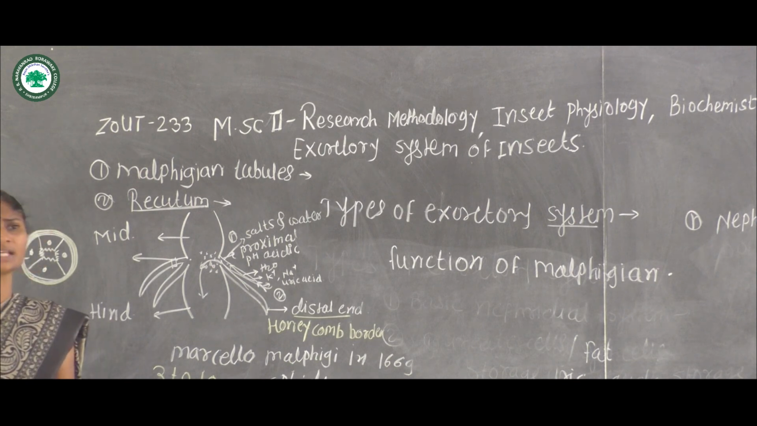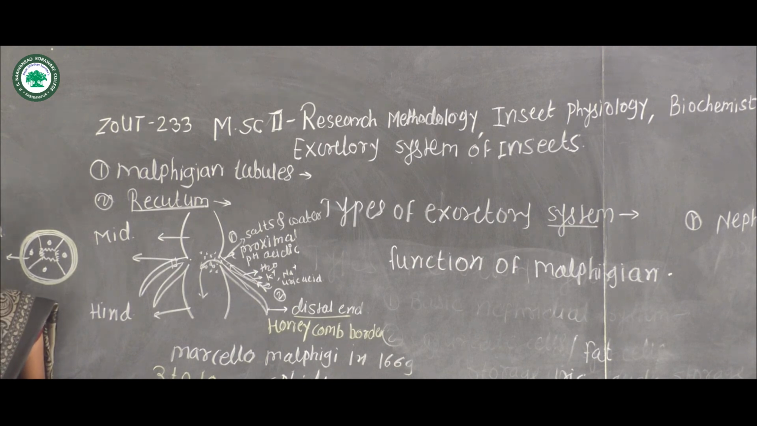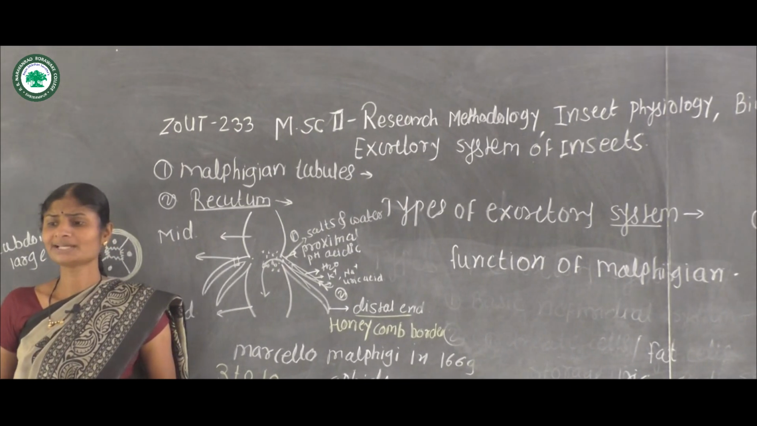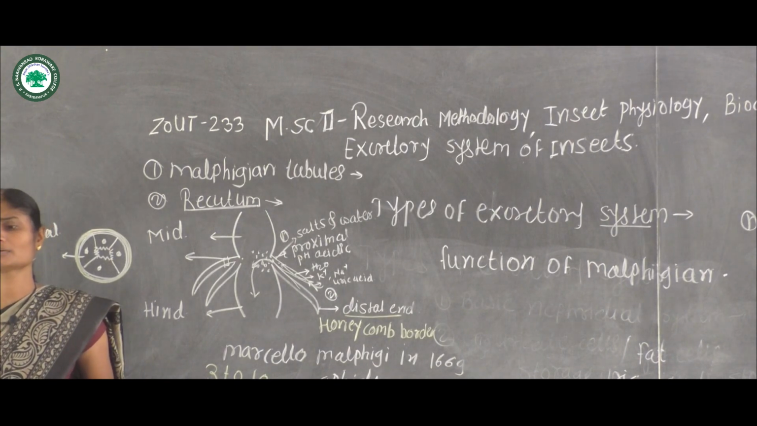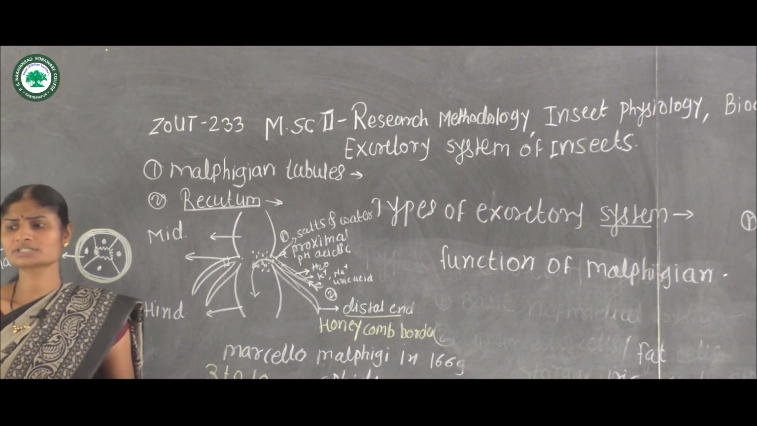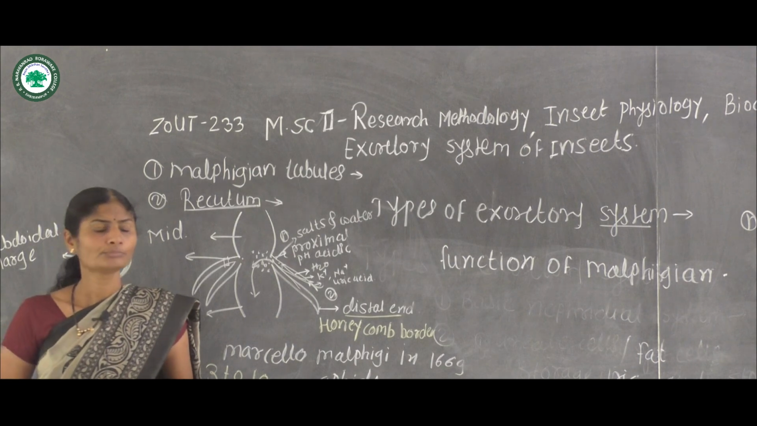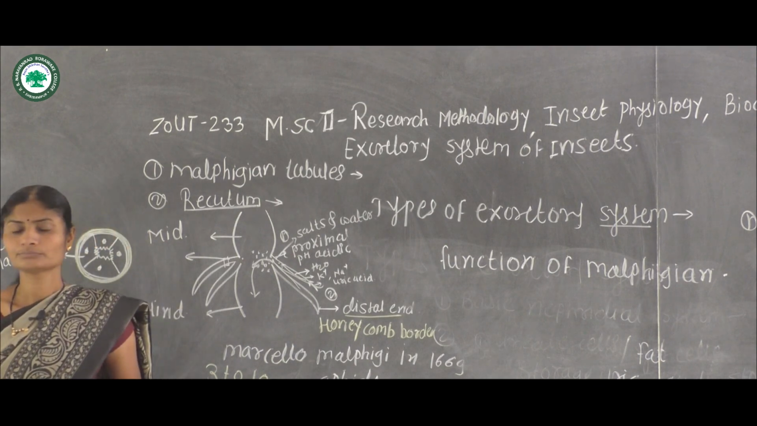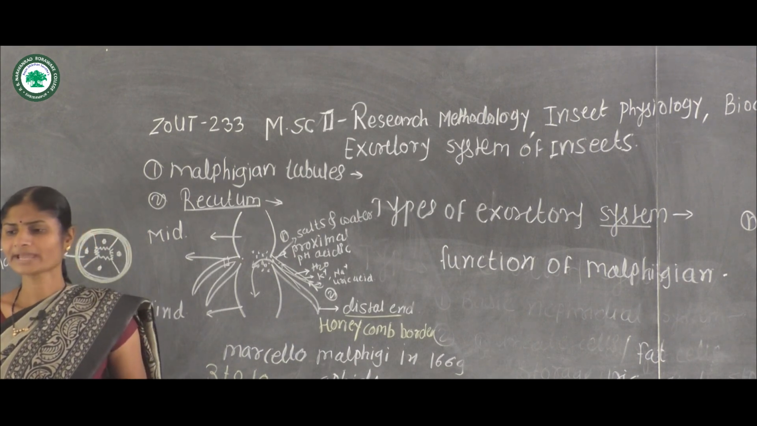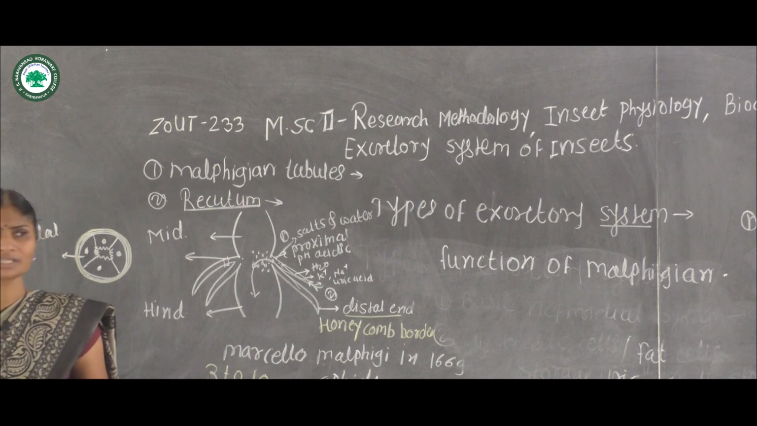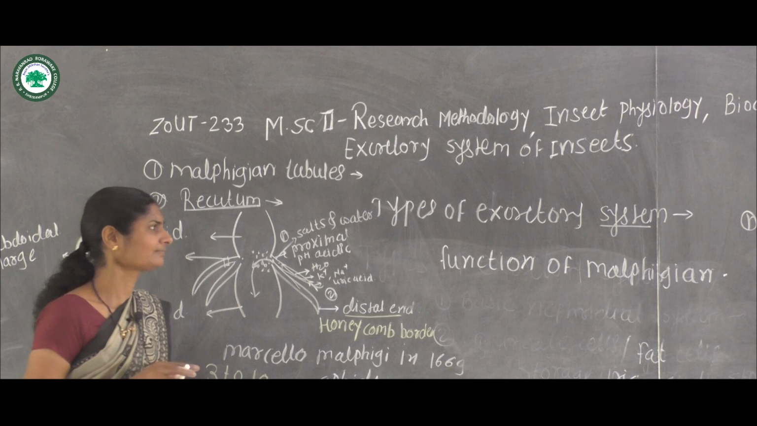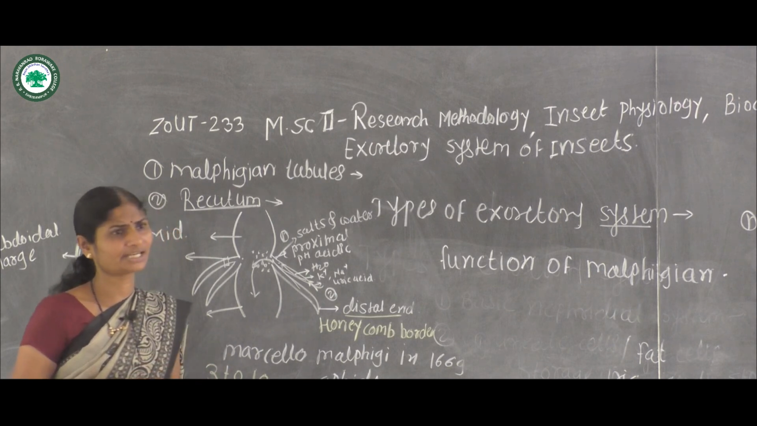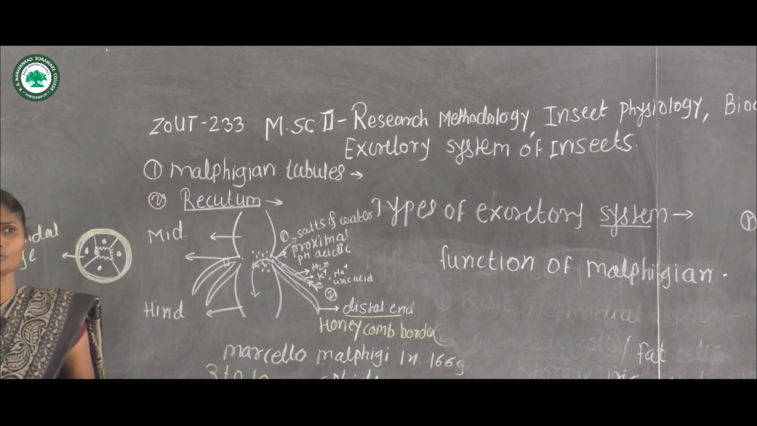Other accessory functions of Malpighian tubules: spittle secretion in spittle bugs, light production in Bolitophila, and silk production in larval Neuroptera. These are accessory functions of Malpighian tubules.